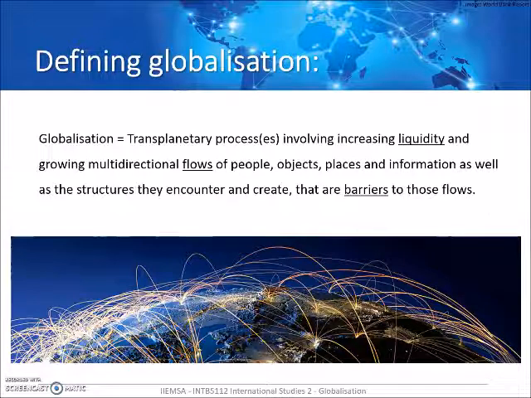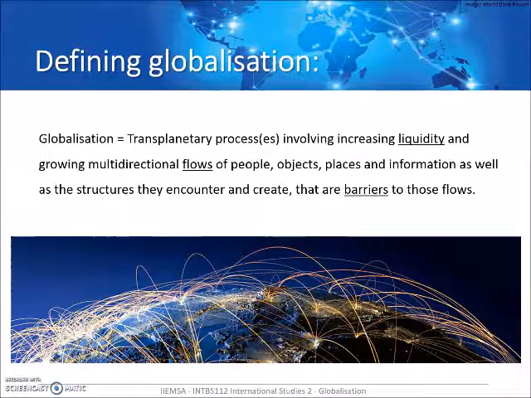So what it says is that globalization is the transplanetary process involving increasing liquidity and growing multidirectional flows of people, objects, places, and information, as well as the structures they encounter and create that are barriers to those flows. Now, this sounds very complicated, but it's actually not, and you'll see that you'll understand it. And actually, the picture below pretty much shows what we're talking about.